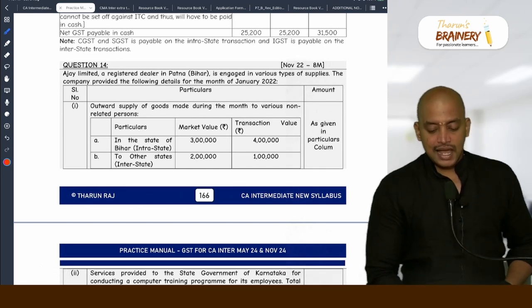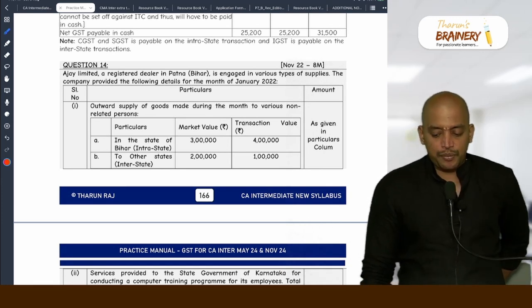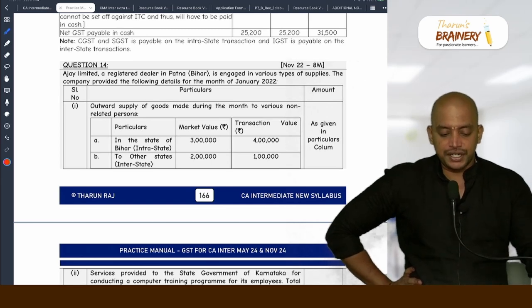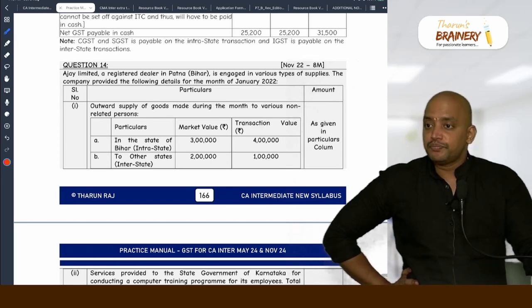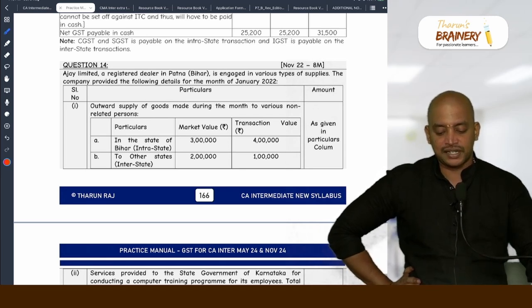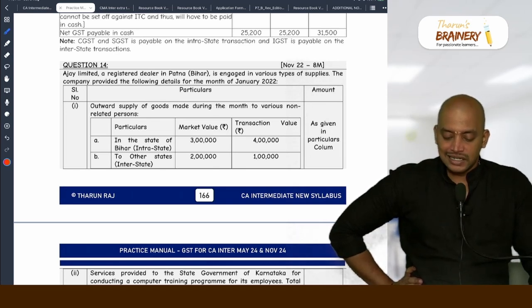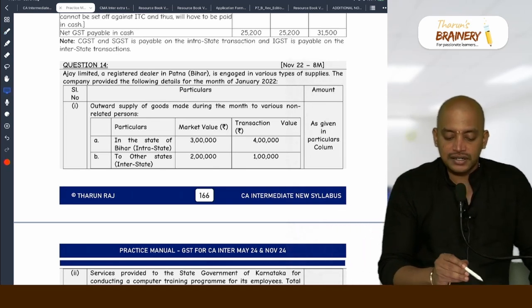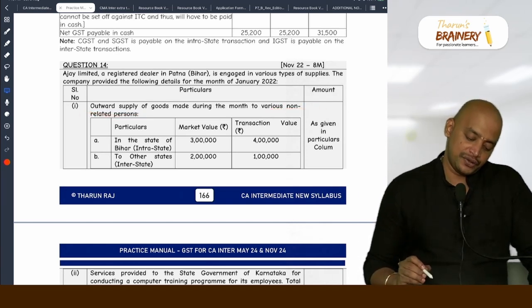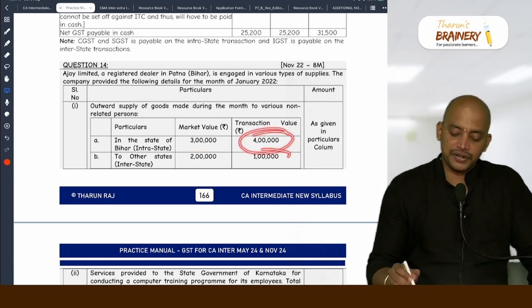See that question number 14. Ajay Limited, a registered dealer in Patna, Bihar, is engaged in various type of supplies. The company provided the following details for the month of January 2022. Particulars: outward supply of goods made during the month to various non-registered persons in the state of Bihar, intrastate. So this is to non-related persons. Non-related persons, whether we need to take market value or transaction value? Definitely transaction value only should be taken.